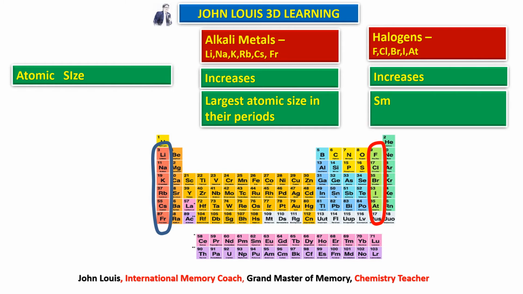Okay. But what about halogens? Smallest atomic size in the periods. If you take the second period, lithium is the largest size and fluorine is the last one. So therefore that will be the smallest atomic size. Okay.